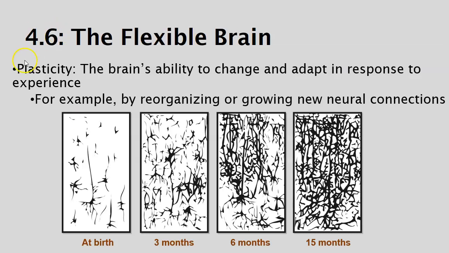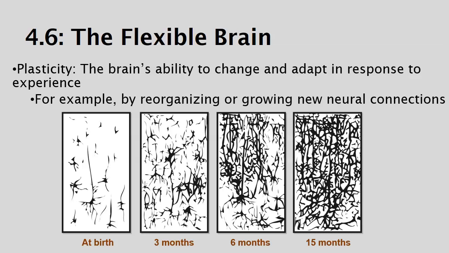We refer to this as plasticity. So here are these little squiggly lines. These are neurons. And you can see that from birth to 3 months, 6 months to 15 months, we see rapid growth in neuron connections. The connections become more complex as the baby is learning and being reinforced and taught to do particular things. Those connections are then strengthened, and that continues throughout young life as well.